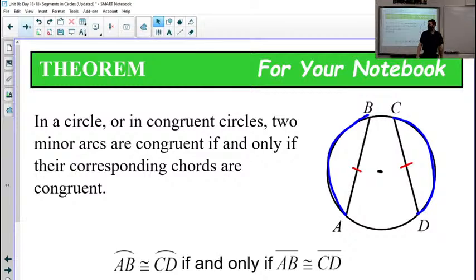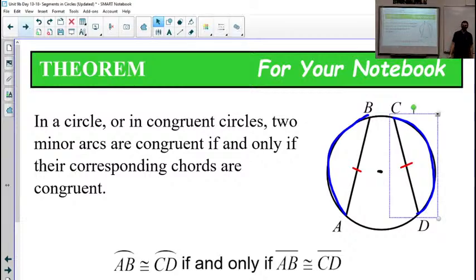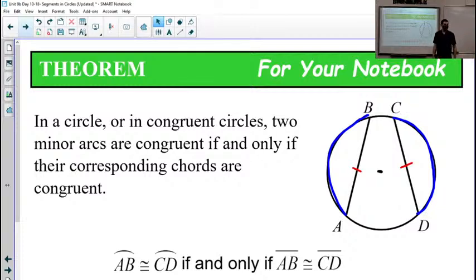That tells me if I know the arcs are congruent, if I know the arcs match, then I know the chords match. And I can go the other direction too. If I see that the chords match, then I know that the arcs match. So in this diagram, these segments that are tick marked in red, well, the tick marks mean that they match, they're congruent. So that tells me that their arcs that are traced out in blue also have to match and be the same. So the measurements of those two arcs are the same.